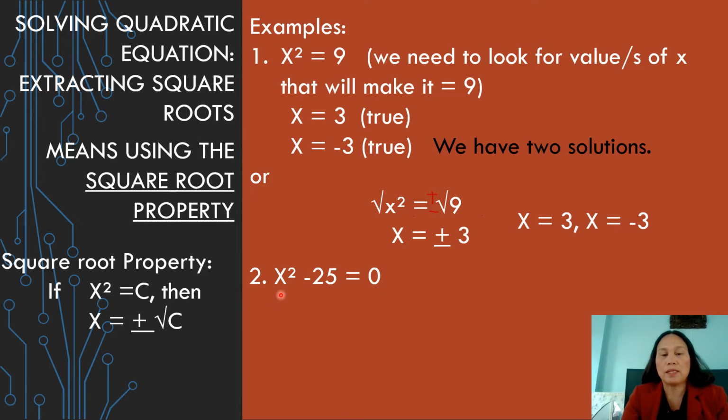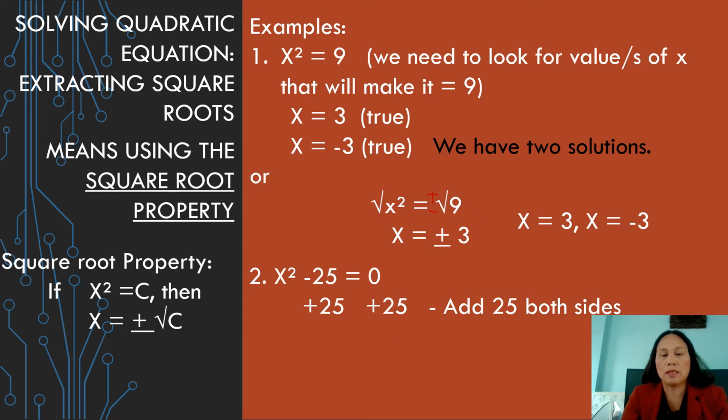We have here x squared minus 25 is equal to 0. Now, look at this. We have negative 25 on this side. We need to have this form in order to apply the square root property, which means we need to isolate x squared. So what are we going to do now to remove this number? We are going to add 25 to both sides of the equation.